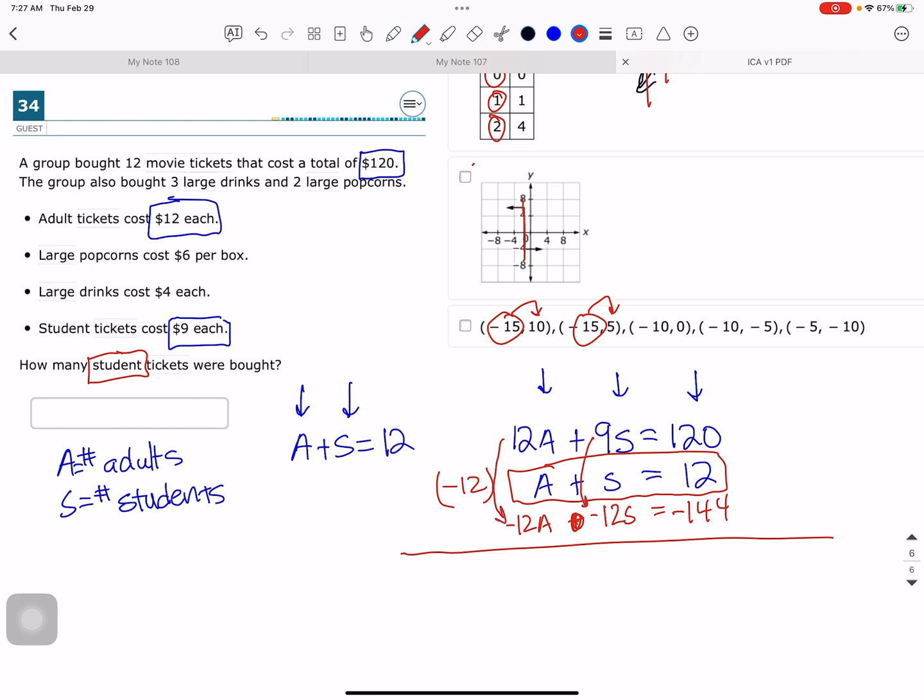9 versus negative 12 is negative 3 S's. 120 versus negative 144 is negative 24. We divide by negative 3. Don't forget the negative. S equals, the negatives cancel out, and 24 divided by 3 is 8. So there were 8 adults that went. There must have been 4 students, but who cares?